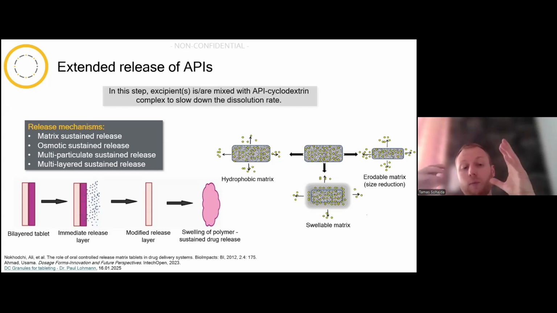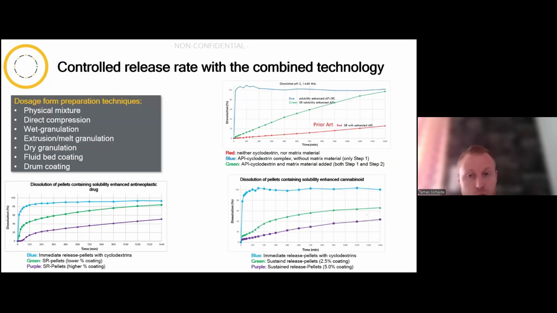So you can make the complex and incorporate the complex into a matrix that will provide a sustained release. And this works beautifully. Let me just show you the example of the dissolution profile, how you can change it with the help of such technologies. Without the cyclodextrin, this is how the dissolution profile looks. If you create a complex, you can see, boom, immediate dissolution. Everything gets dissolved within minutes.